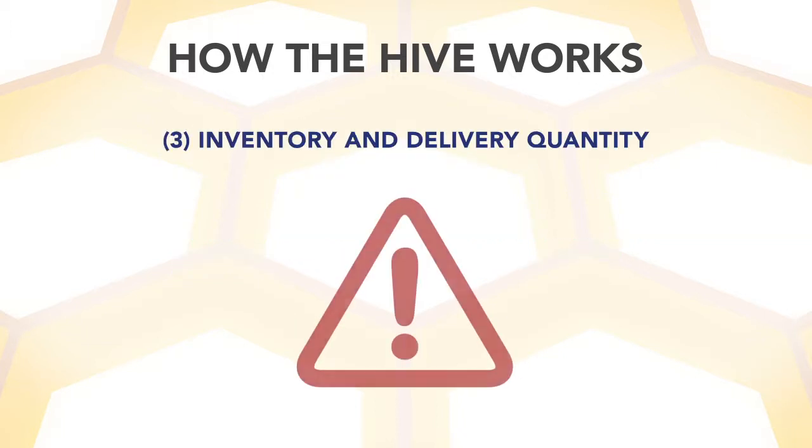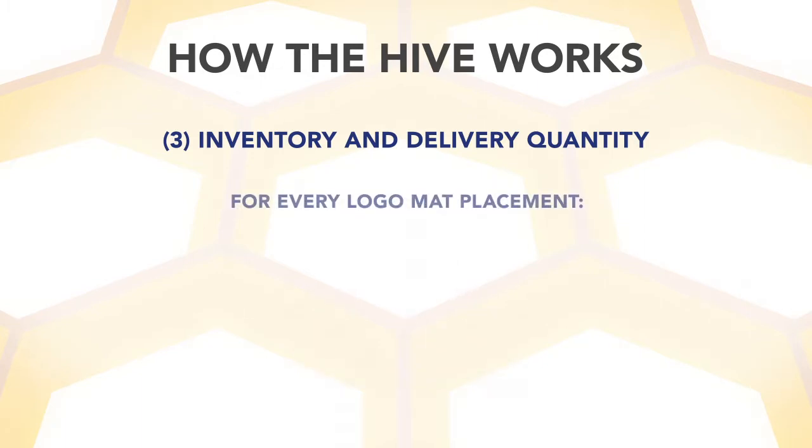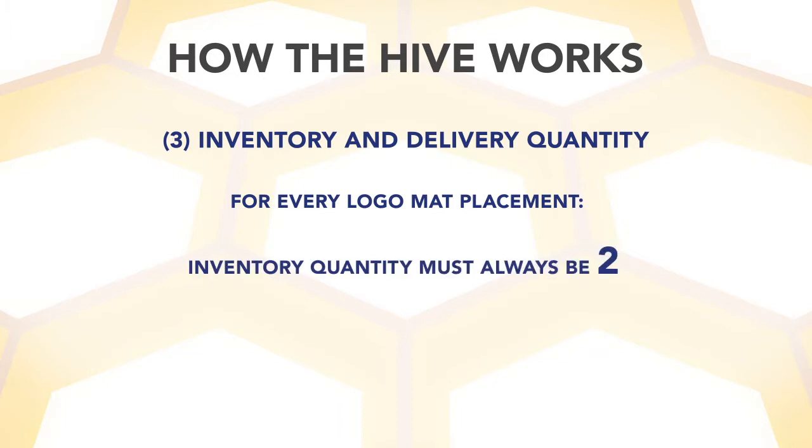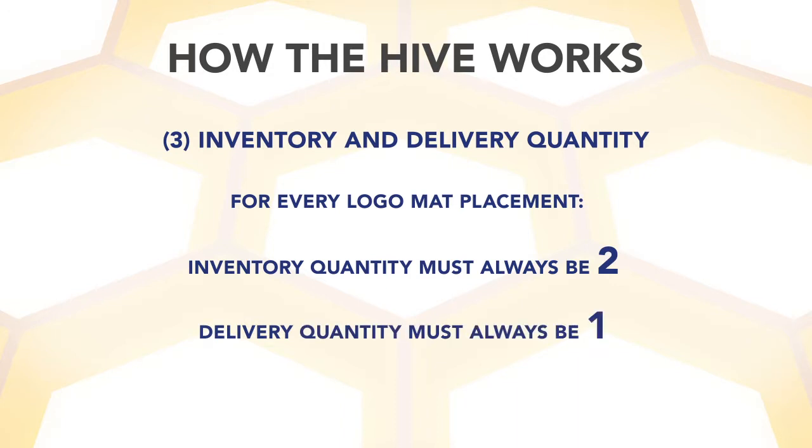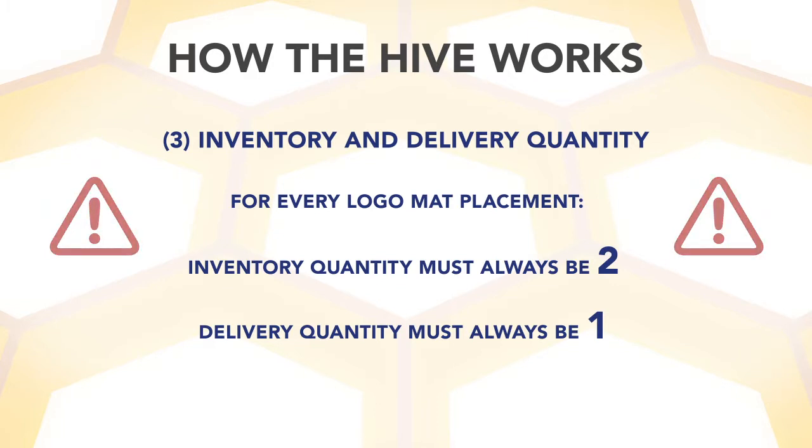Lastly, an error will occur if the inventory quantity and delivery quantity are incorrect. For every logo mat placement, there should be 1 line item with a total inventory quantity of 2 and a delivery quantity of 1. Why? Because each placement has a home in the honeycomb and hive. Every placement represents 2 mats, one with the customer and one with us in the plant. The hive doesn't recognize an inventory or delivery quantity outside of 2 and 1 respectively, and will not update accurately when the data transfer occurs.